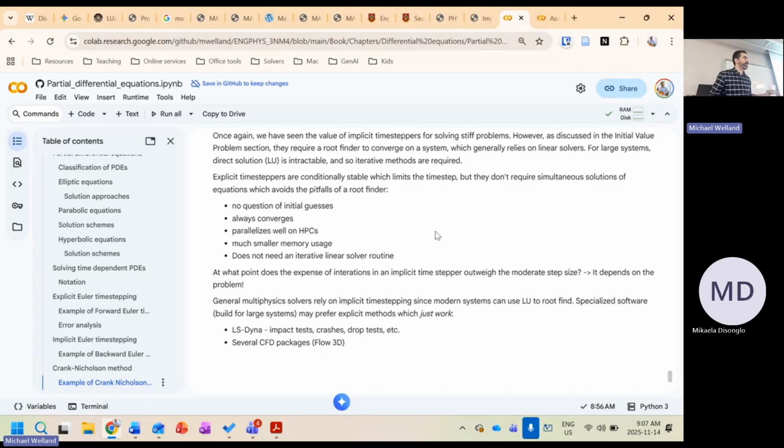You can't do that with an implicit time stepper because yours depends on yours, depends on yours. You guys have to be all working on the same sheet of paper at the same time, which is a pain.